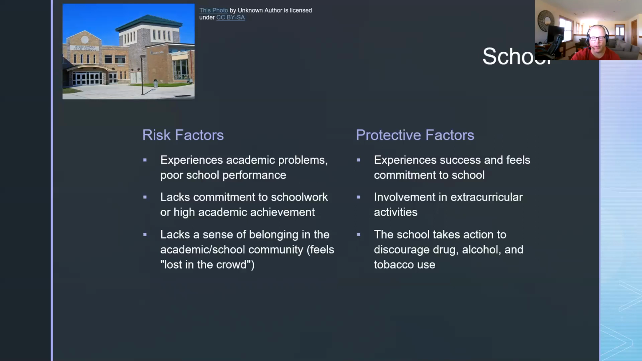Our schools that we attend, some risk factors with schools: experiences academic problems, poor school performance can lead a person possibly to use drugs or alcohol, lacks commitment to schoolwork or high academic achievement, lacks a sense of belonging in the academic school community, feels lost in the crowd.